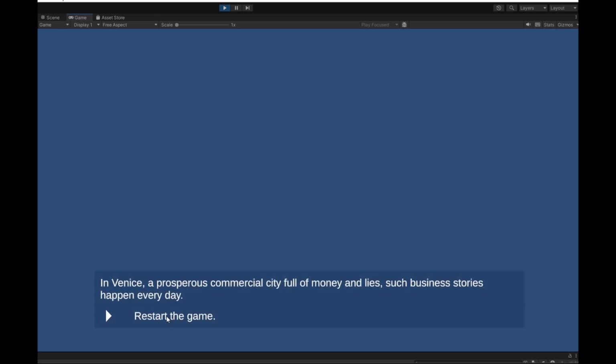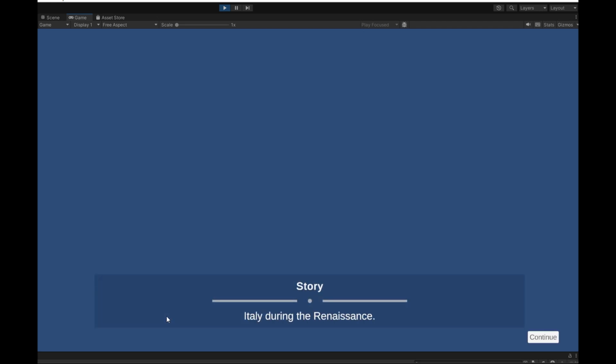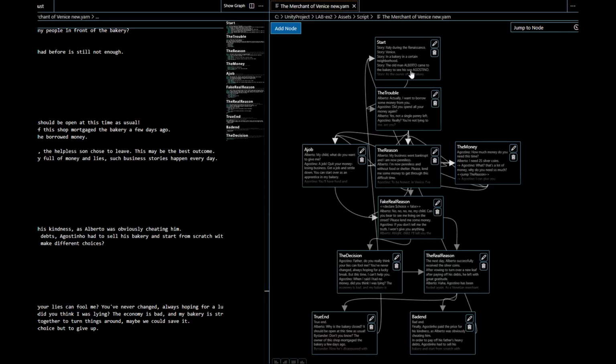So the true end is closed. And here it is, the graph. Yes, it shows that you can jump to different nodes in one game, and there are two branches of end.